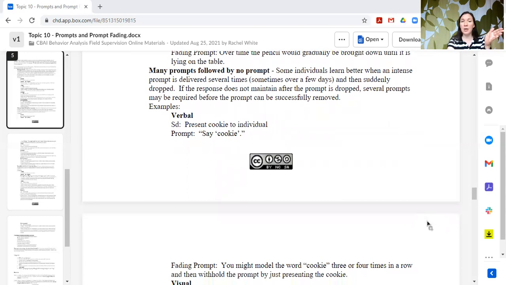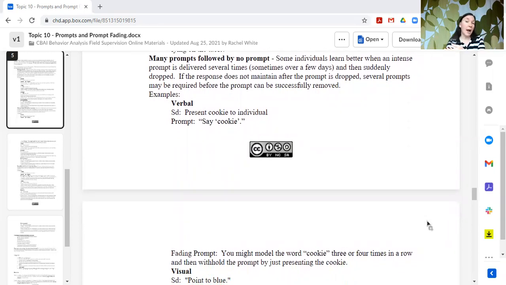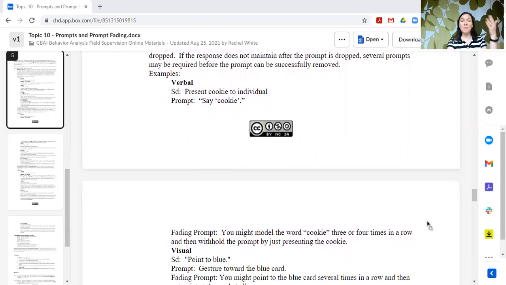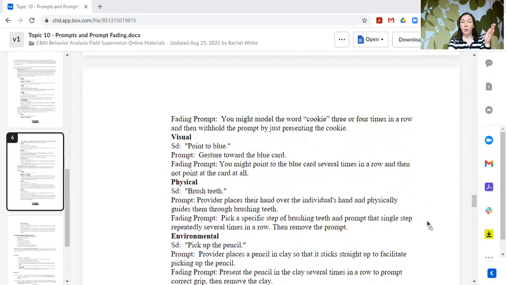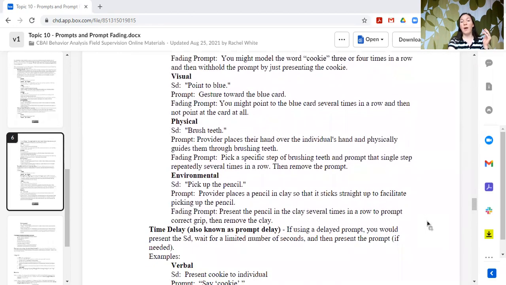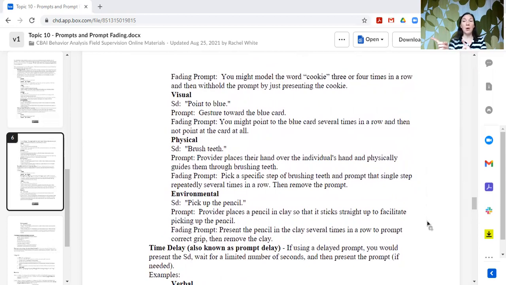These are going to look similar across the different types of prompts. You present the prompt several times in a row, the learner follows the prompt, and you present the SD with the prompt, they follow it, SD prompt, follow it, SD prompt, follow it, SD with no prompt, and they do it because we've just done it 3 or 4 times in a row. That would be the same for verbal, visual, physical or environmental. In these cases, with many prompts followed by no prompt, you never change the prompt you use. You either prompt or you don't prompt. You prompt, prompt, prompt, prompt, and then don't, and see if they can be independent. That is a fading strategy.